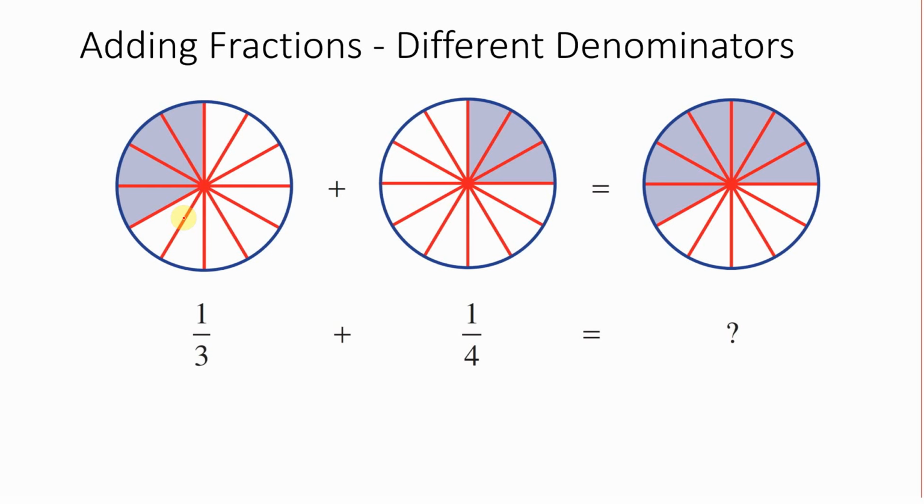So really what you have is 1, 2, 3, 4 twelfths of a pizza, because they've been cut into 12 slices, and your friend has 1, 2, 3 twelfths of a pizza. So if you add those fractions up, you are going to get 7 twelfths of a pizza. So the answer to this question is 7 over 12. So 1 over 3 plus 1 over 4 is 7 over 12.